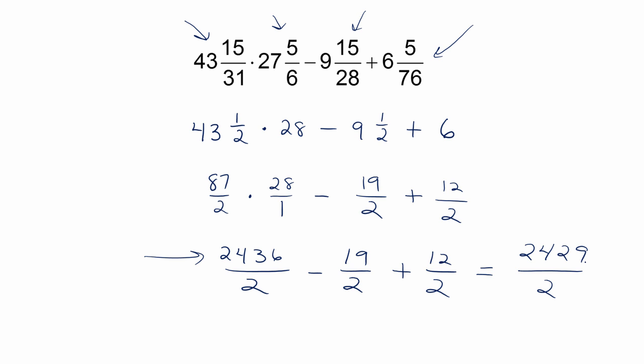2,429 over 2. And 2,429 over 2 is equal to 1,214 and 1/2.